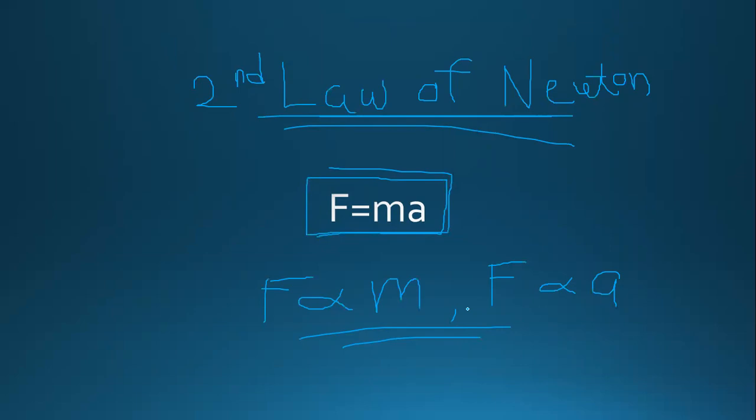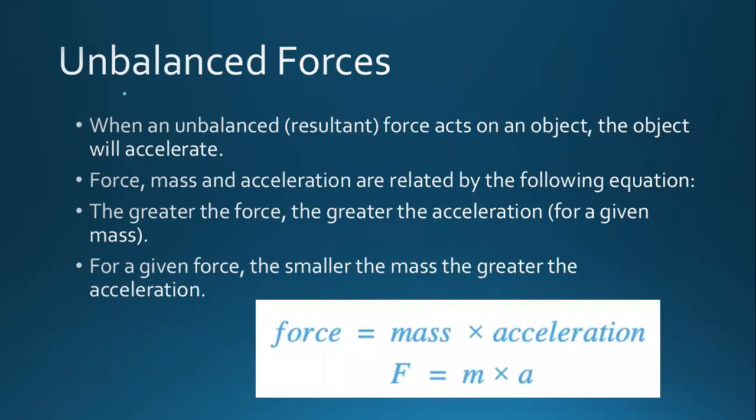It might speed up. और वो object कब speed up करता है? When there is acceleration, because acceleration by definition means that there is a change in velocity. By definition, it means that there is always a rate of change of velocity. Unbalanced forces क्या होती हैं? When an unbalanced resultant force acts on an object, the object will accelerate. Unbalanced का क्या मतलब होता है?